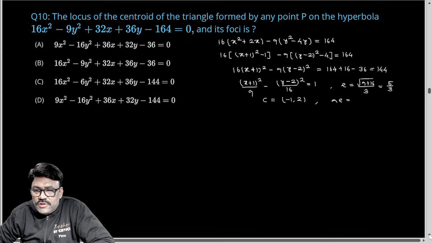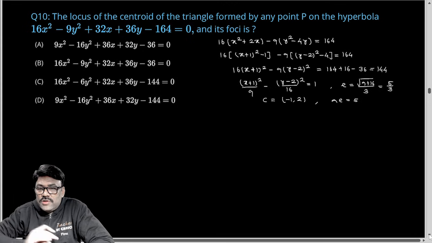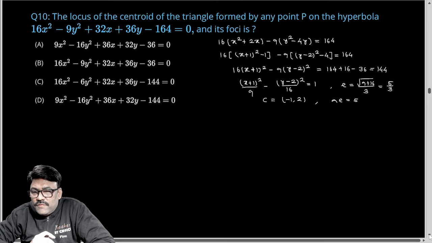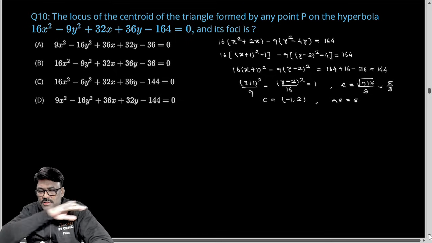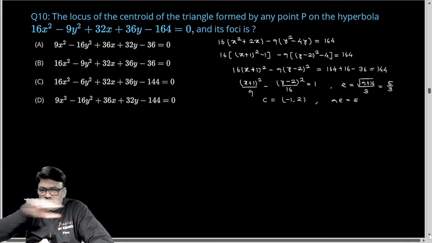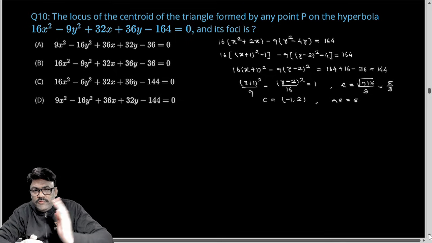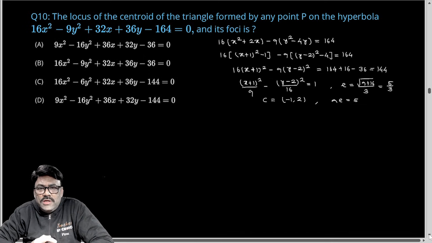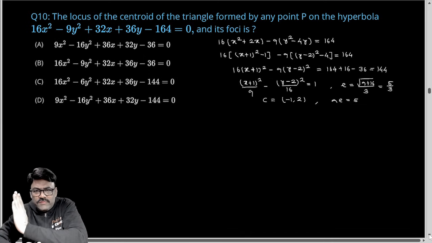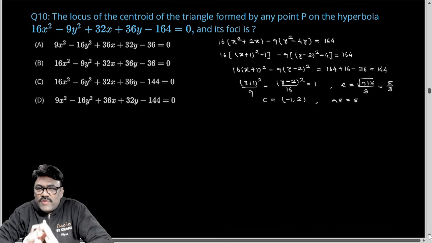So AE is what? 3 into 5 by 3, 5. The focus will be at a distance of 5 units from the center. And obviously the axis of the hyperbola is a horizontal line. Since the axis is a horizontal line, when you are moving on a horizontal line, only the x coordinate changes, y remains the same. When you go to the right, x increases. When you go to the left, x decreases, y remains the same.